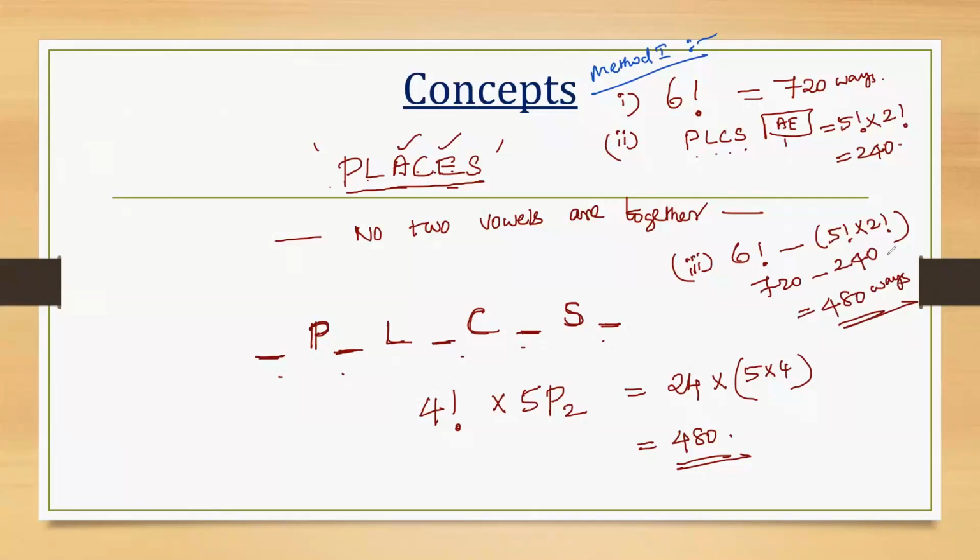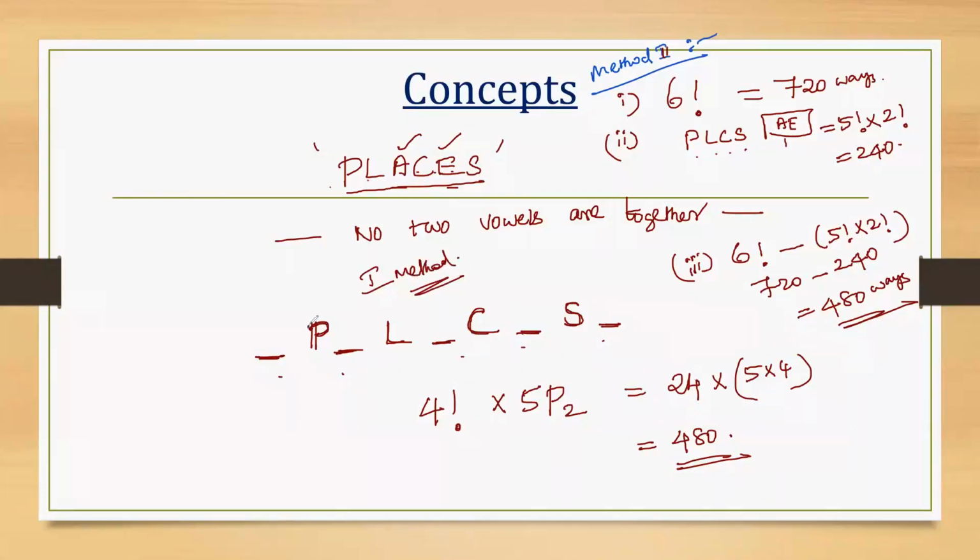Is it clear? You remember that concept? Okay. So first, 6 factorial is nothing but the total number of ways. You can rearrange the letters in any order, so you have totally 720 ways. In that, if you subtract vowels together, you will get vowels never together. Is it clear? Okay. So this one is actually the second method. I explained this previously, right? This one is method 2. This one is method 1.